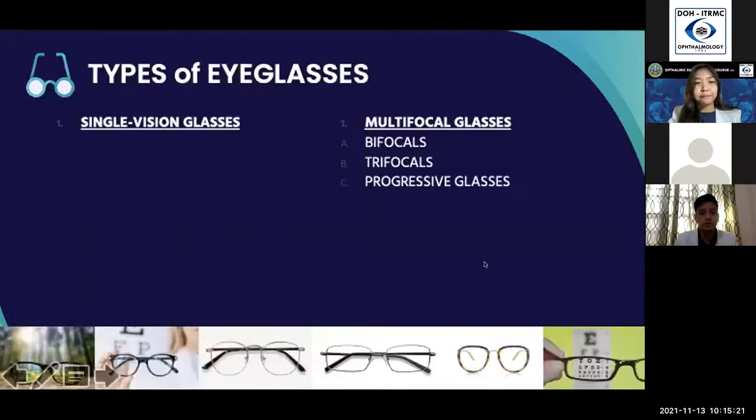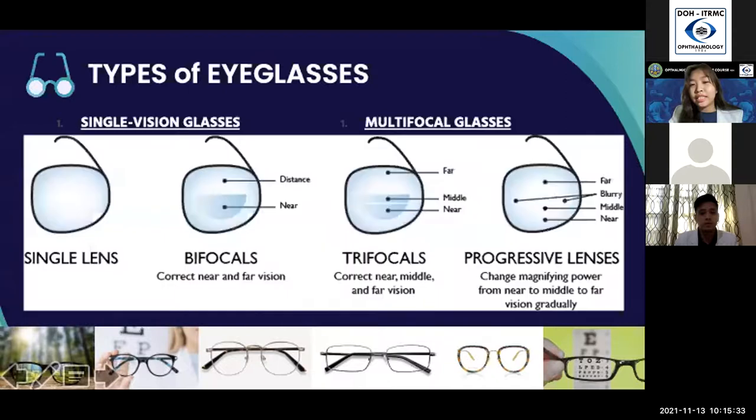So next are the types of eyeglasses. Generally, we can classify the eyeglasses into two categories, the single vision glasses and the multifocal glasses. Single vision glasses have an all-purpose lens designed to help you see either close up or far away. Multifocal glasses correct both near and distance vision, all in the same lens. So one portion is focused on the distance vision while the other portion is used for up-close activities such as reading. So under multifocal glasses, we have three: the bifocals, or more commonly, yung tawag natin dito is yung doble vista, trifocals, and progressive lenses.